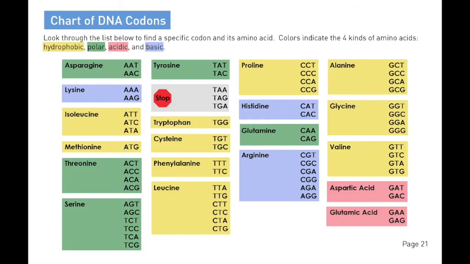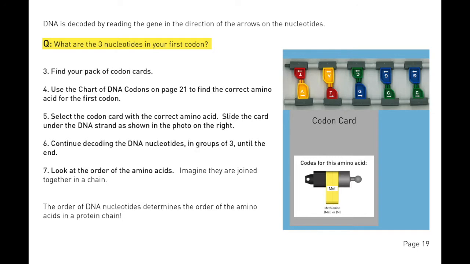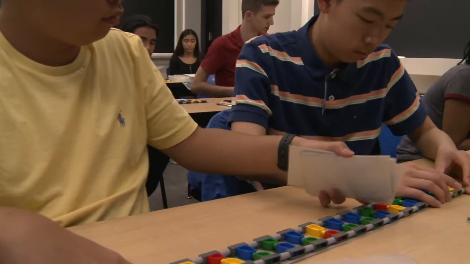So if you take your booklet and turn to page 21, somebody tell me what amino acid ATG codes for. A little louder. Methionine. Yes, thank you. What Kathy is handing out are codon cards that look like this, that have different amino acids on them. You're going to look up the codons that you have, find the amino acids they code for, and slide them underneath your gene strip, but not too far. You want to make sure that you can still see what amino acid it is. All right, so go ahead and use page 21 and your codon cards to decode your gene.